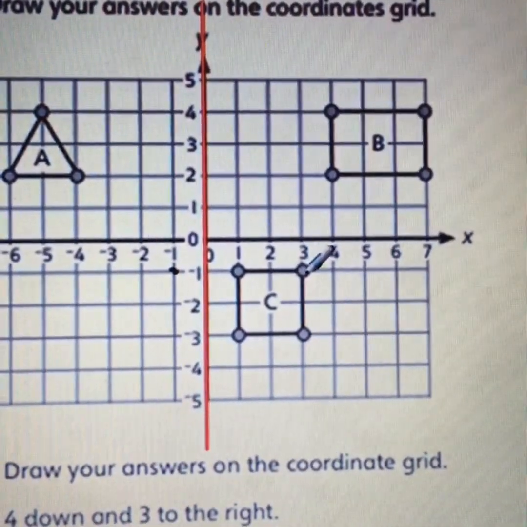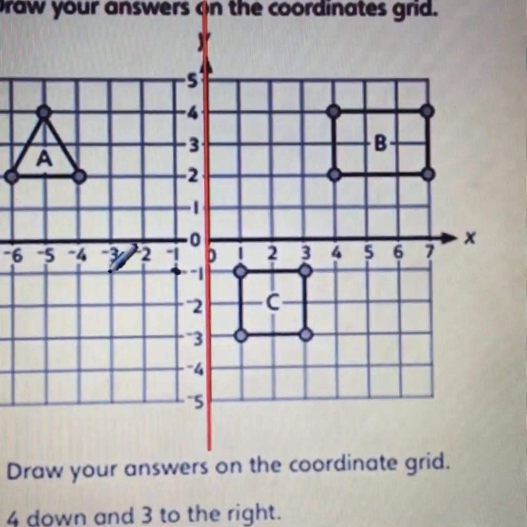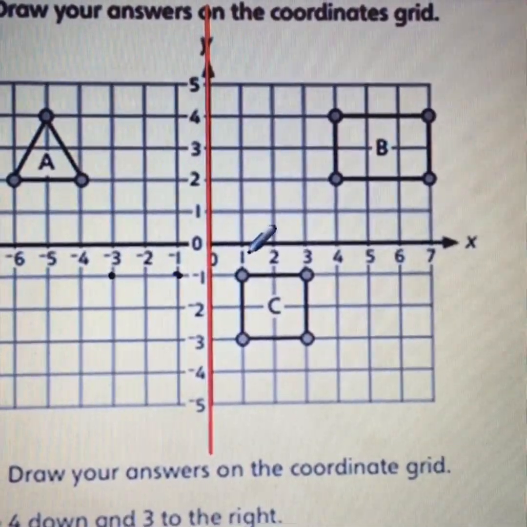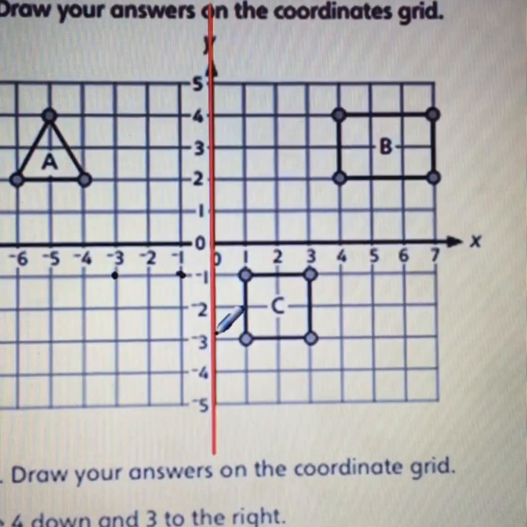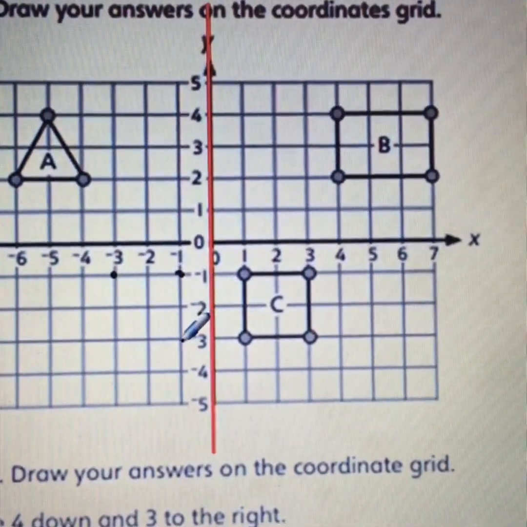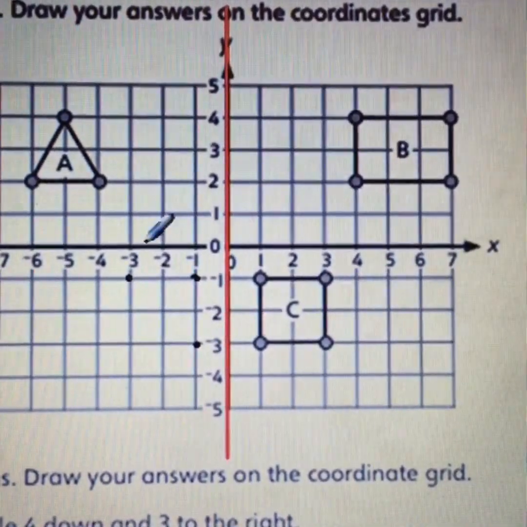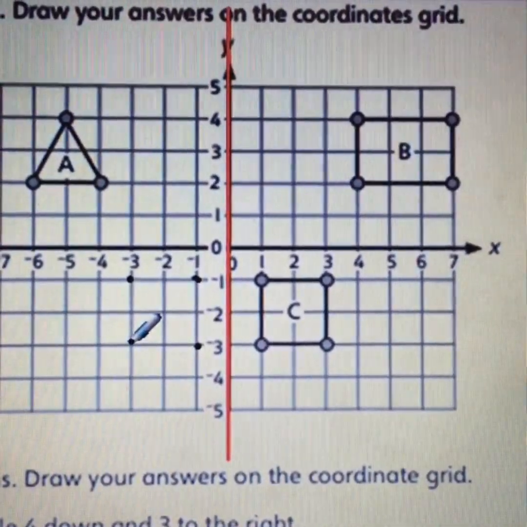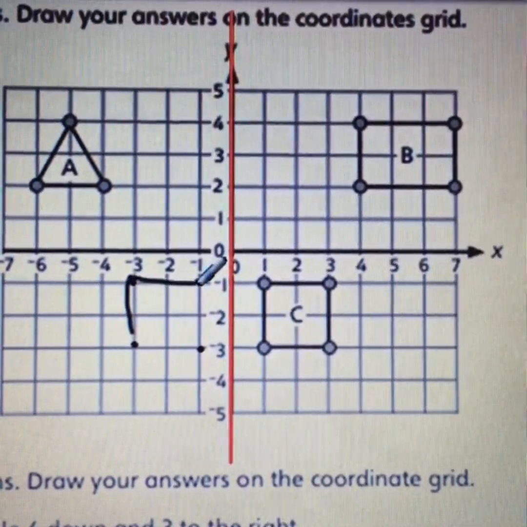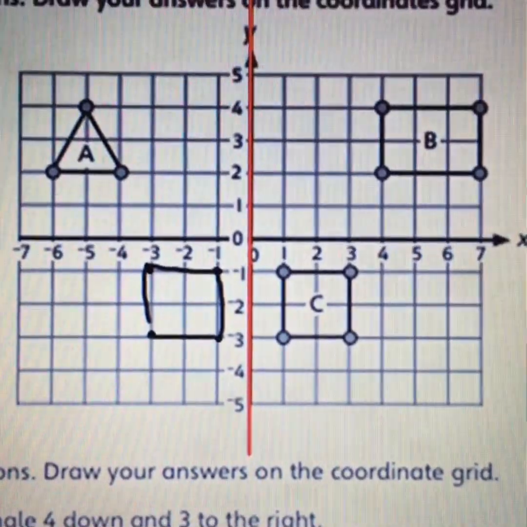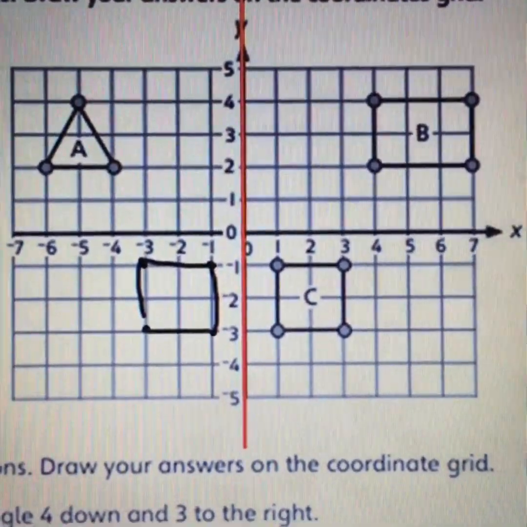It was 3, -1, so now it's going to be -3, -1. This point here was 1, -3. So now it's going to be -1, -3. And this point here was 3, -3. So now it's going to be -3, -3. And then, obviously much straighter than mine, it's very hard to do this on a computer, you would draw the lines up. And there we go. Well done.